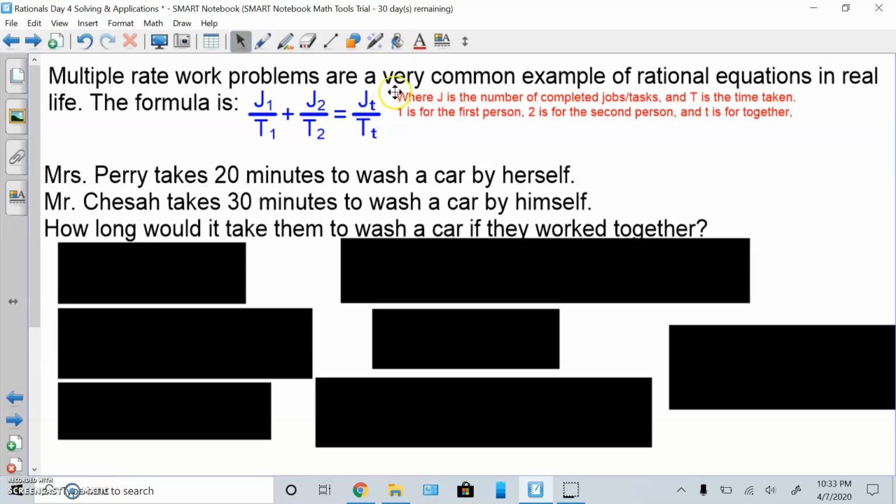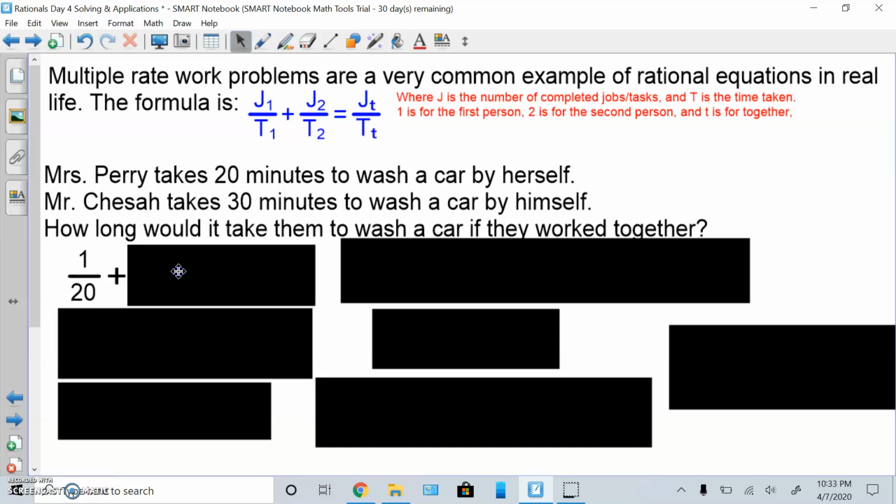You have to set up the correct fractions, rational equations. So the first person, Miss Perry, does 1 car, so the top's 1, and the time taken is 20 minutes. Now they're going to work together, so I put a plus sign. The second person, Mr. Chesa, washes 1 car in 30 minutes. So the top's 1, bottom's 30. Then equals, since we're going to define how many cars they're working on, they're trying to wash 1 car together. So the top is still 1, and the bottom, we don't know the total time together. We're going to find that.